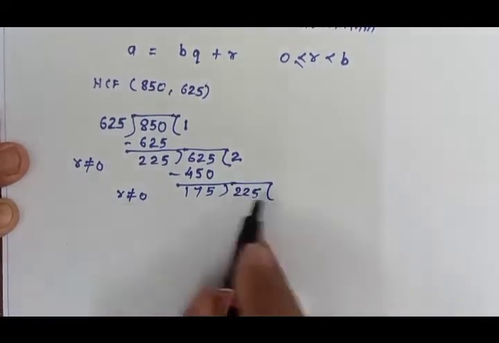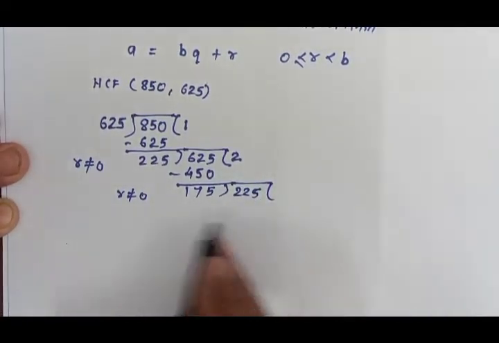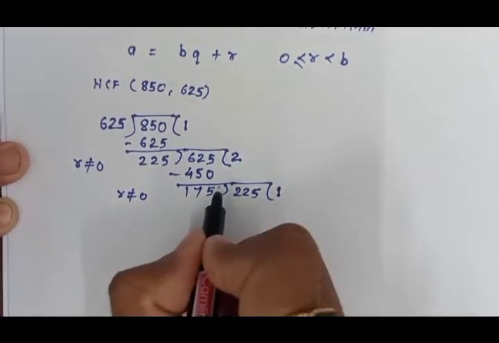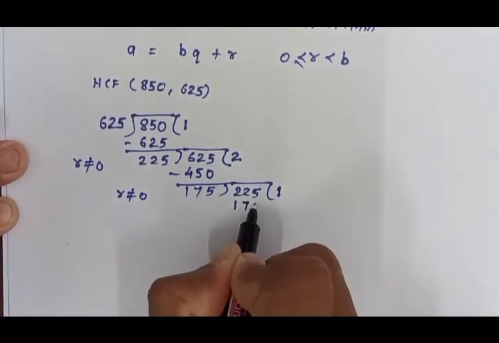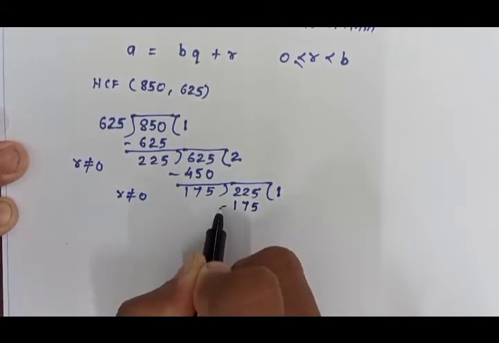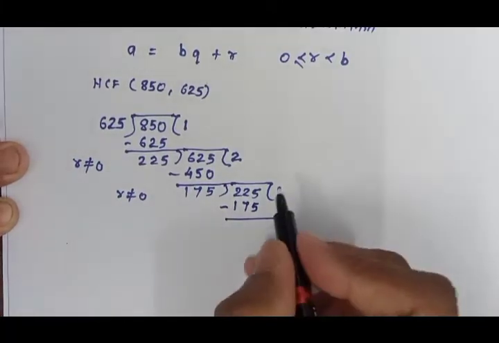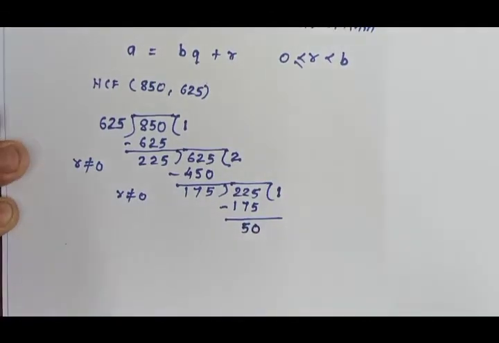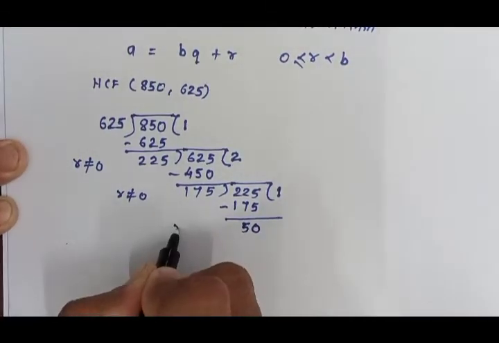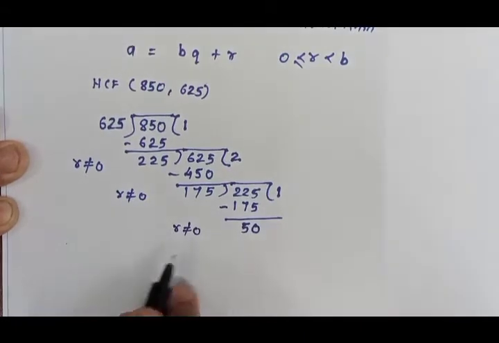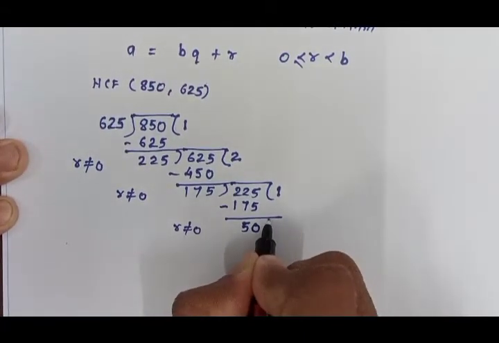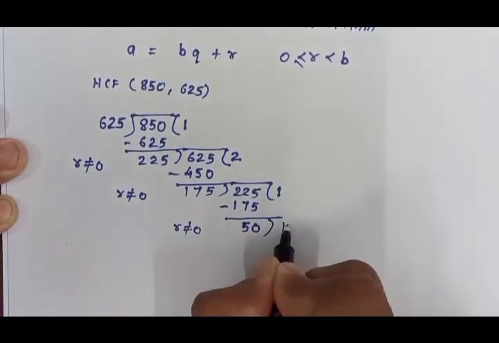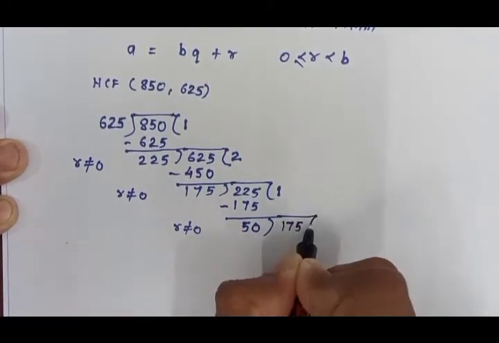Now 175 twos will be 350, which is greater, so we will go by ones. Okay, so what we get here? 175. Subtract. What will we get here? 50. Only 50. Now again r is not 0. r is not 0 means continue the division. So this remainder will become the divisor and this previous divisor will become the dividend. 175 will come here as the dividend.